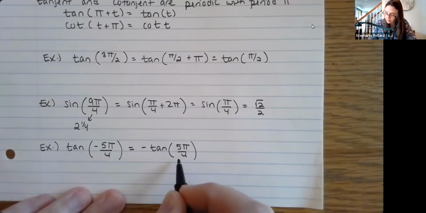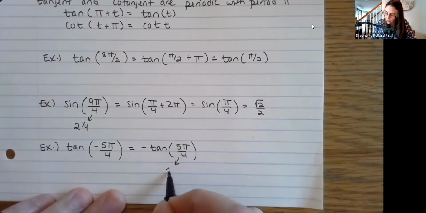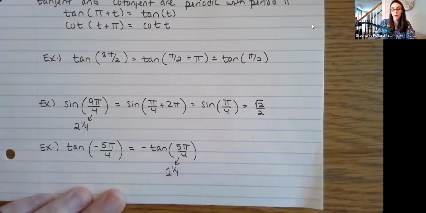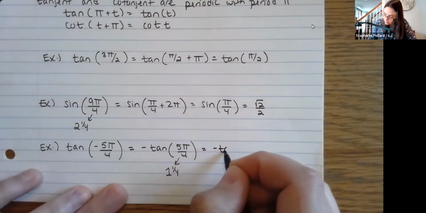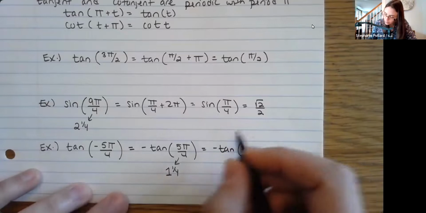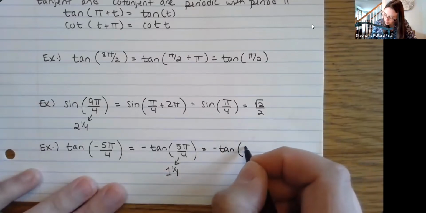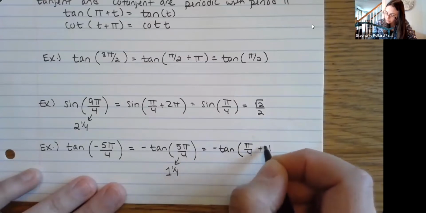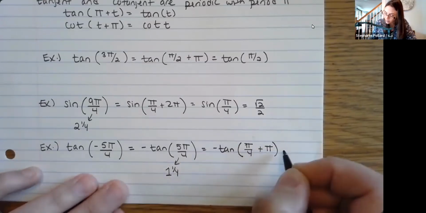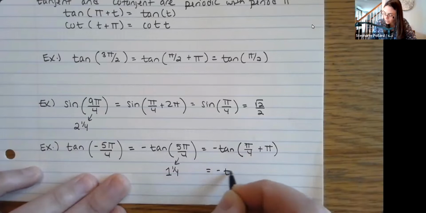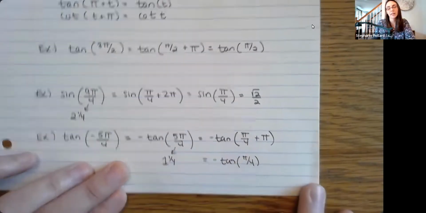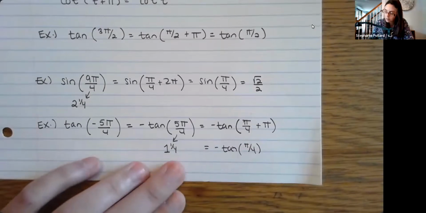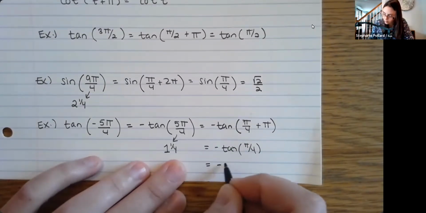And then I'm noticing that 5 over 4 would be 1 and 1/4 if I change it to a mixed number. So there's definitely 1 whole pi in there. So I can use the idea of it being periodic. So this becomes, let's see, I have a pi over 4 left plus a pi. That pi isn't really going to matter because it's periodic. So negative tangent of pi over 4. And we already saw that the tangent of pi over 4 is 1. So this becomes negative 1.